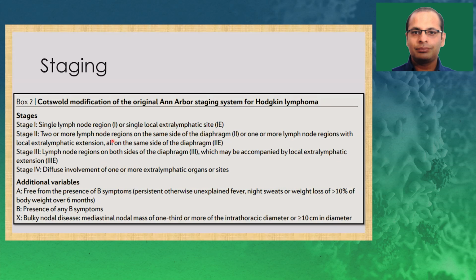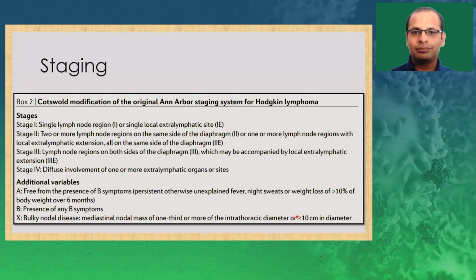Stage three, when both sides of the diaphragm are involved, and stage four, when there is diffuse involvement or two or more extra lymphatic organs are involved. If there are B symptoms like unexplained fever, night sweats, or weight loss of more than 10% over 6 months, these are called B symptoms. It's A if these are absent, and B if any of the B symptoms are present.